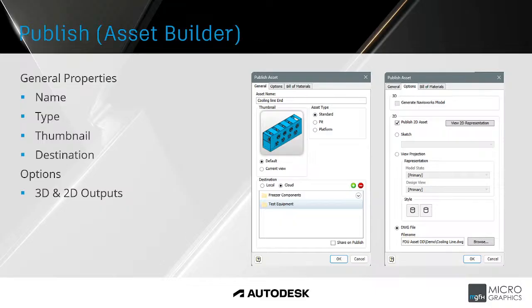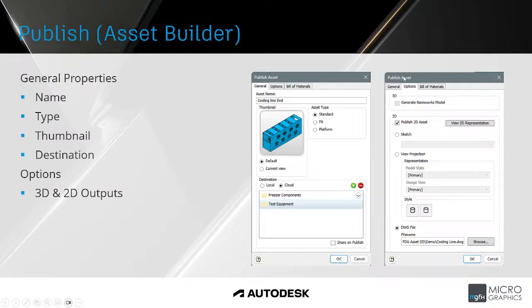There's a thumbnail, we can use the default or a current view. So you can adjust your view and take the current view. And then below we have the destination. So you can have this as a local asset stored locally on your hard drive, or you can set it up as a cloud asset stored in the cloud. This allows you to not worry if your PC crashes or you uninstall the software and reinstall. You're not going to lose those assets if they are stored in the cloud. And you can create folders using the plus on the right hand side to create multiple folders to categorize your equipment even further.